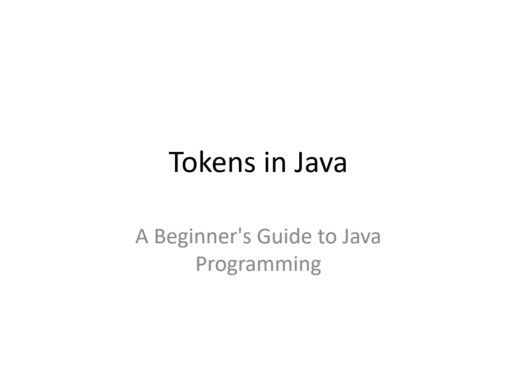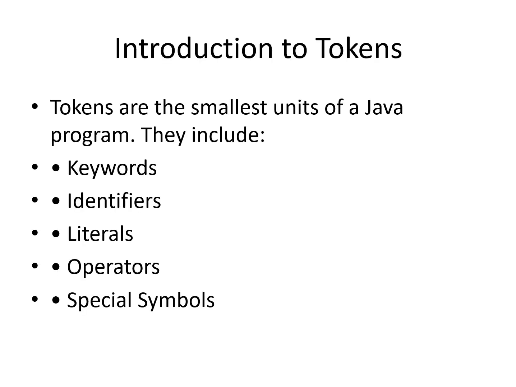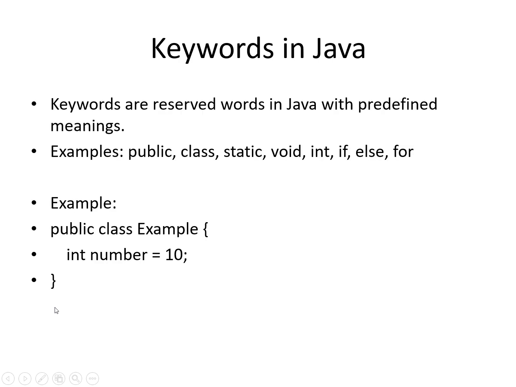In today's video, we are going to learn about tokens in Java, one of the fundamental building blocks of the language. So, what exactly are tokens? In Java, tokens are the smallest units of a program. Think of them as building blocks of Java code, just like words in a sentence. There are 5 types of tokens in Java: keywords, identifiers, literals, operators, and special symbols.